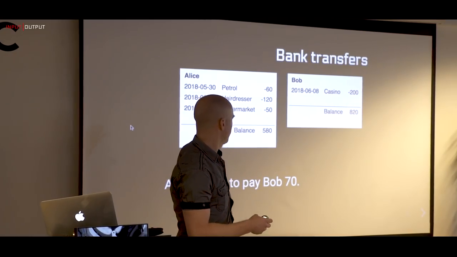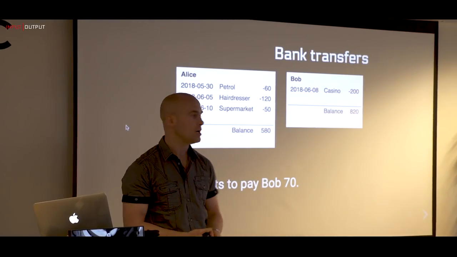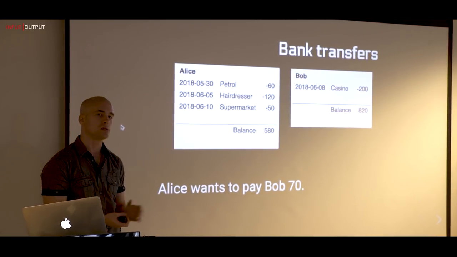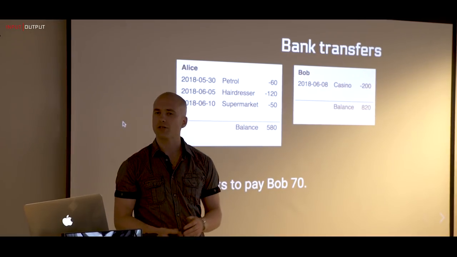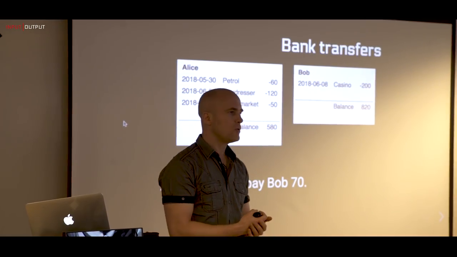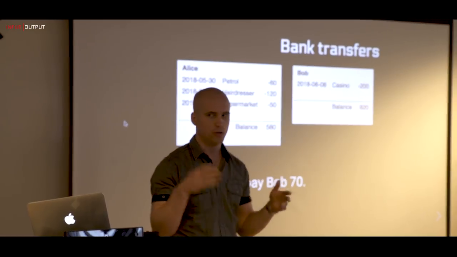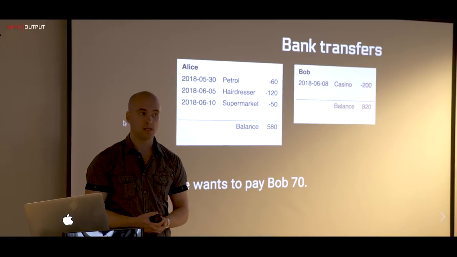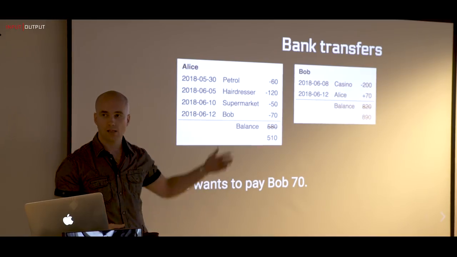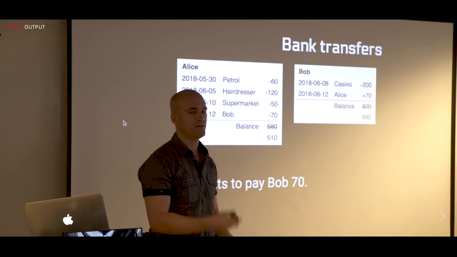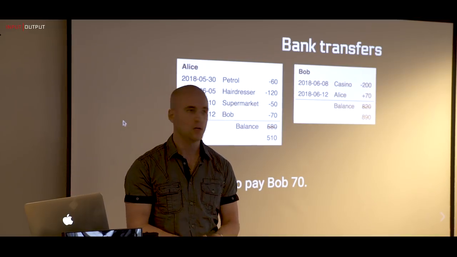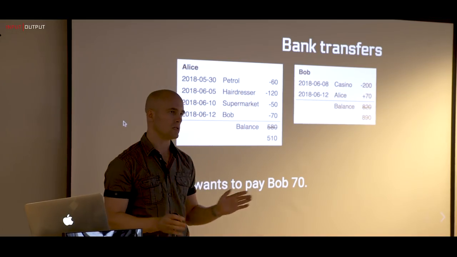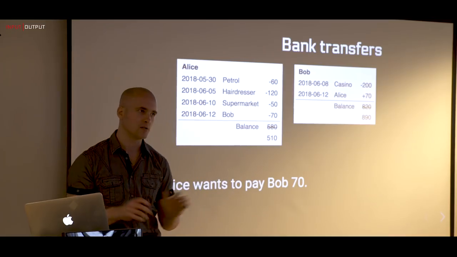So suppose that we have your regular bank account, right? We have Alice and Bob here, and Alice has some transactions on her bank account and her current balance. Bob also has some transactions and his current balance. Now, Alice wants to transfer 70 euro, dollar, ADA, whatever, doesn't matter, to Bob. Well, in a bank, this is very simple, right? We just make a new transaction. On Alice's bank account, it shows 70 went to Bob. On Bob's bank account, it shows 70 came from Alice. And we adjust the balance accordingly, right? Very simple. You've seen this a million times.